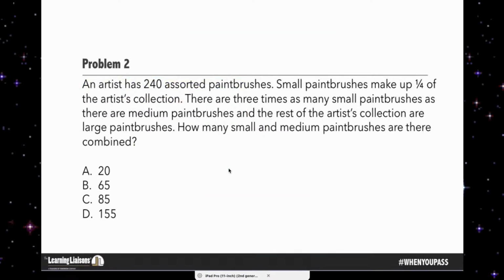An artist has 240 assorted paintbrushes. Small paintbrushes make up 1/4 of the artist's collection. There are 3 times as many small paintbrushes as there are medium paintbrushes, and the rest of the artist's collection are large paintbrushes. How many small and medium paintbrushes are there combined?